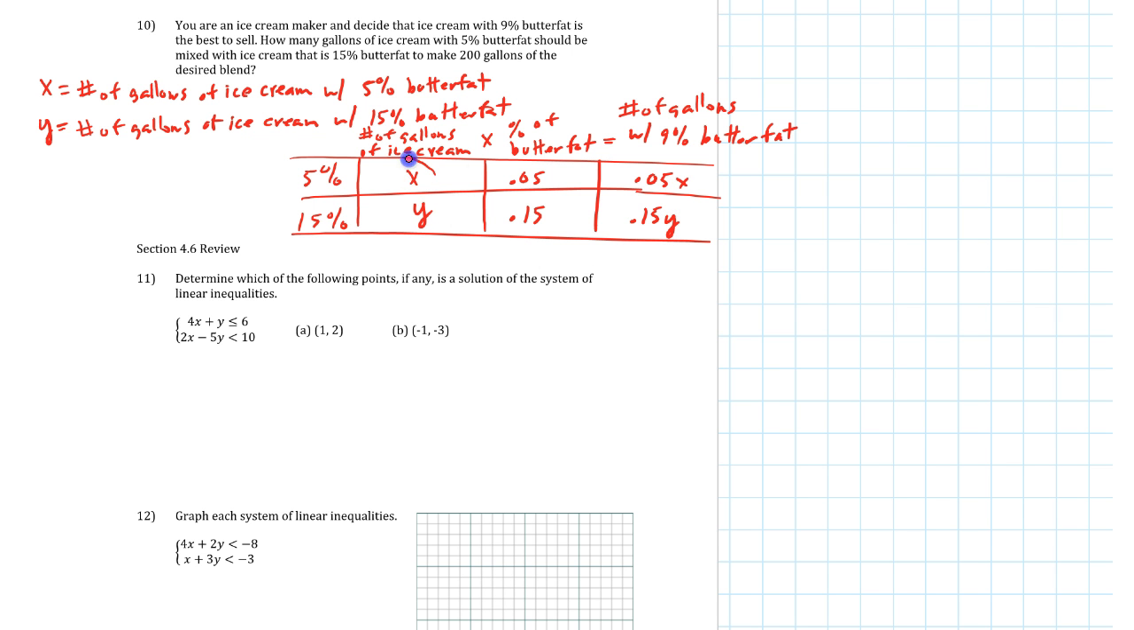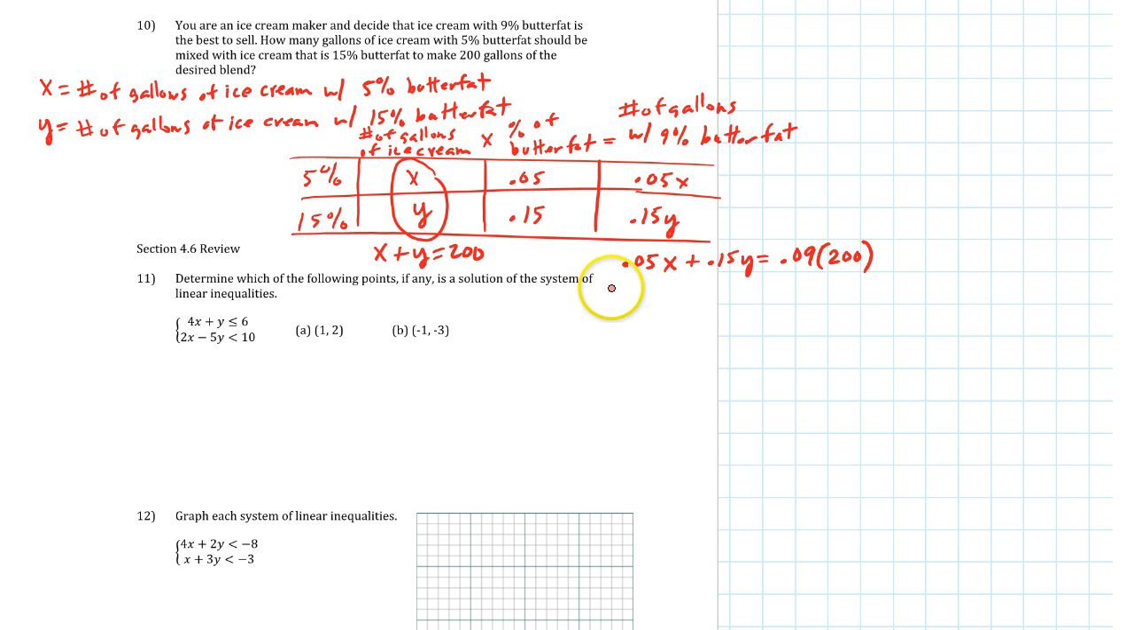Okay, x plus y, that's going to have to be 200 gallons of ice cream. 5% butterfat x plus 15% y, that's going to have to be 9%, okay, of 200 gallons. So now I've set up my system of equations.